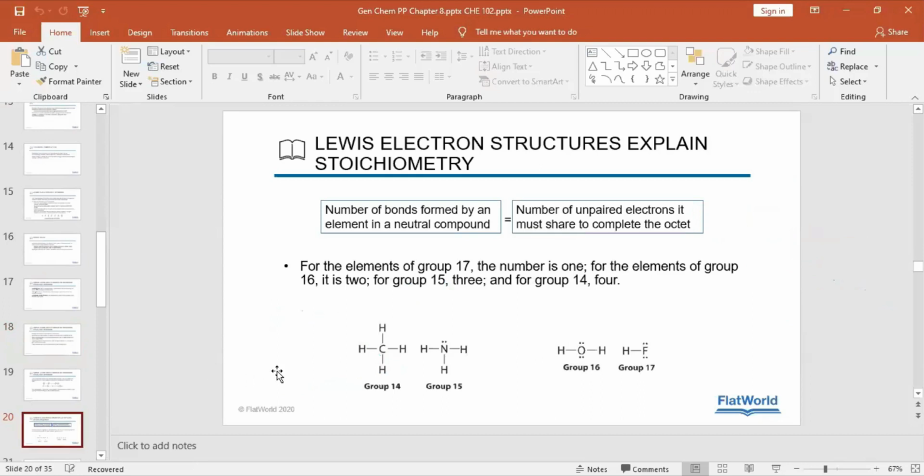Lewis electron structures explain stereochemistry. Here it says the number of bonds formed by an element in a neutral compound is equal to the number of unpaired electrons it must share to complete the octet.